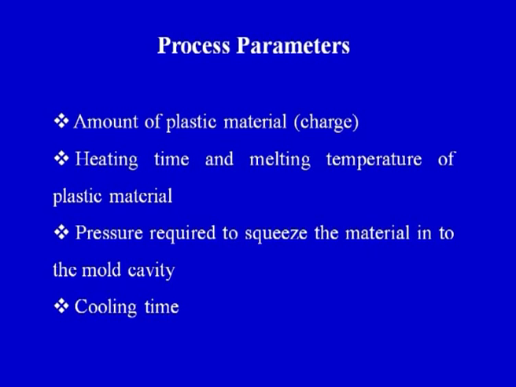Now what are the important process parameters in compression molding? Let us see. First, the amount of plastic material, that is, how much plastic material we should keep in the lower fixed mold half, has to be decided. Second is the heating time and melting temperature of the plastic material: for how long we should heat the charge that is placed on the lower fixed mold half, and what is the melting temperature of the raw material, has to be taken into account.